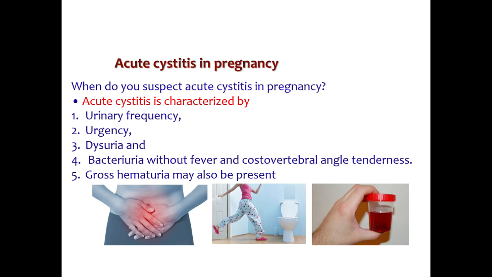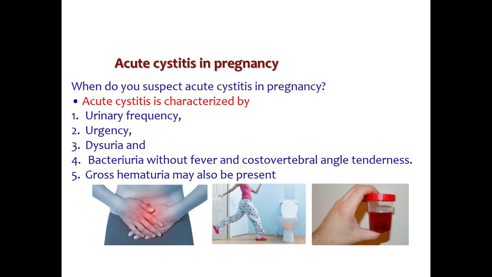Regarding acute cystitis, when we spoke about asymptomatic bacteria, we said that there are no symptoms. With the occurrence of symptoms, that means the occurrence of acute cystitis with pregnancy, and the symptoms may be urine frequency, where the patient goes to the bathroom more often, and urgency, and of course dysuria or burning urination.